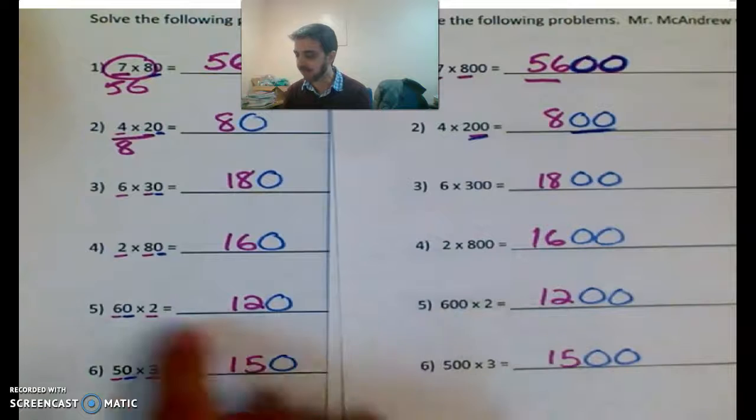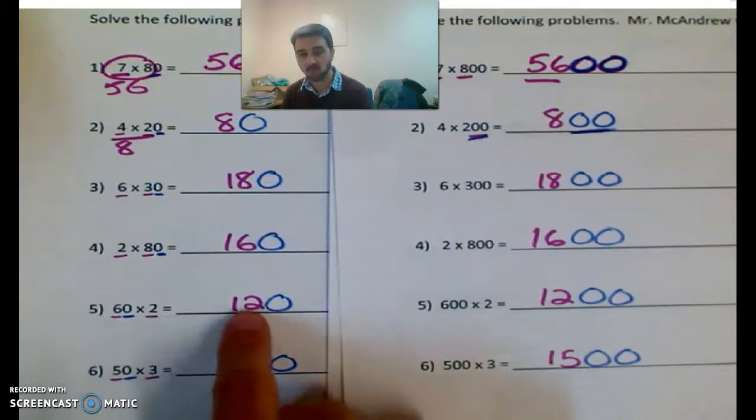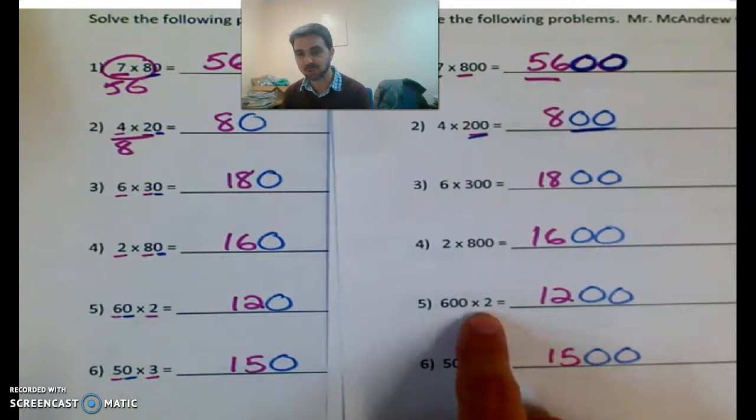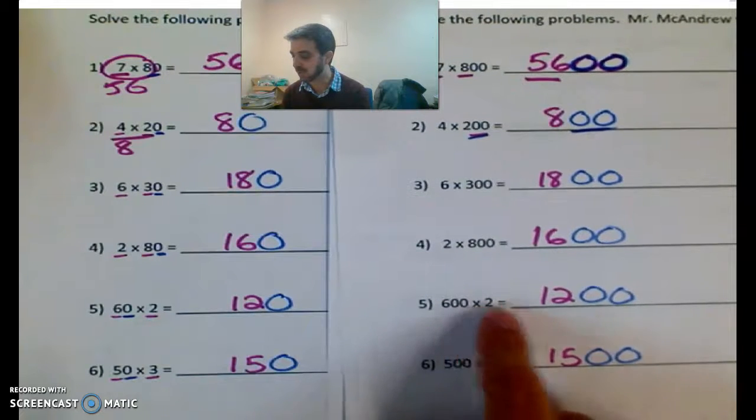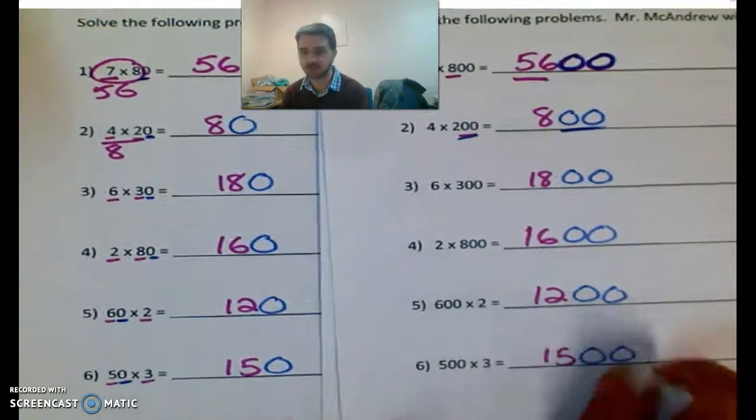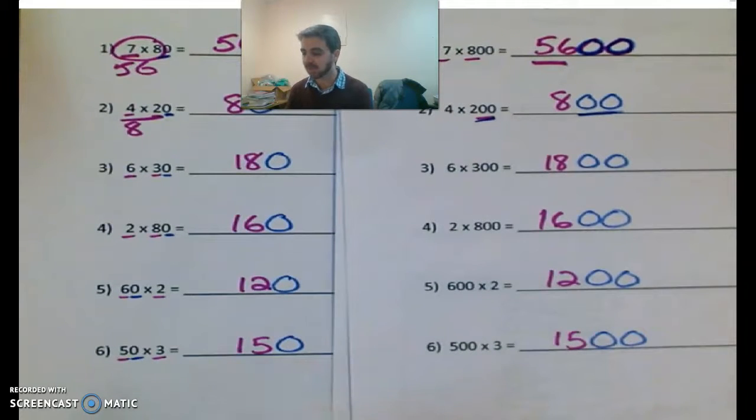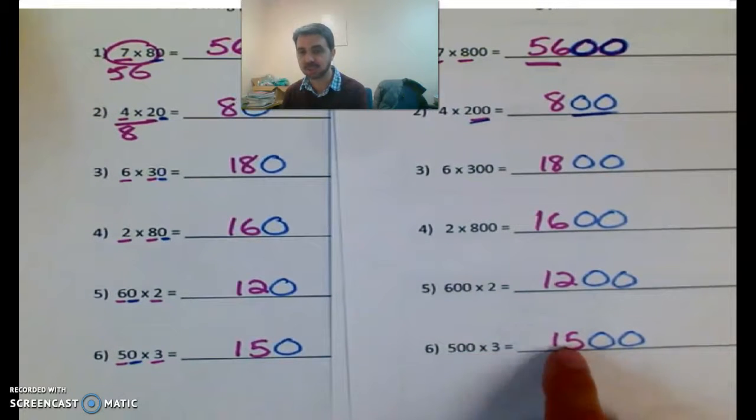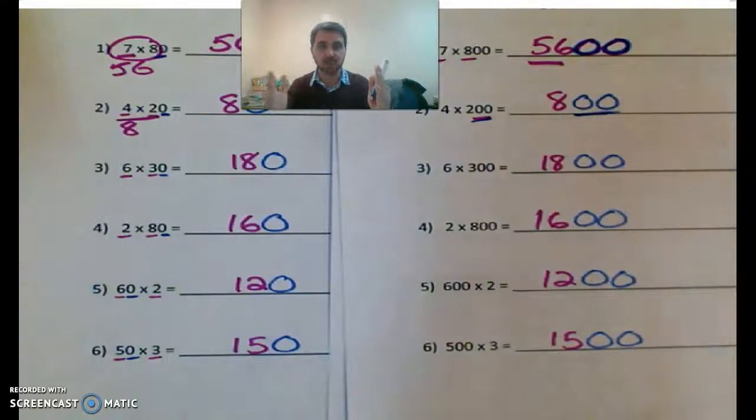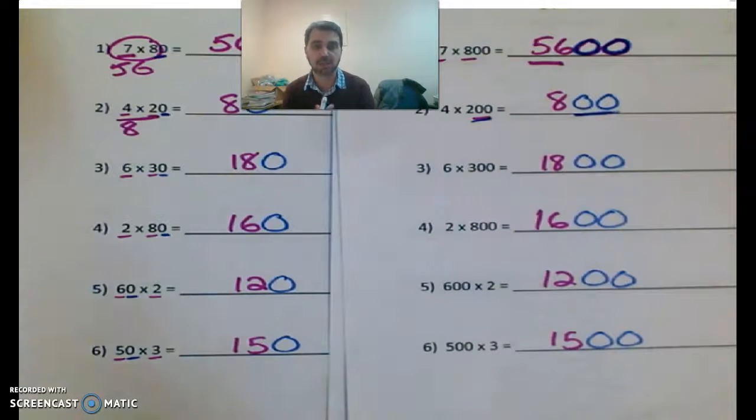All right, and here we have 60 times 2 is 120, or you have 12 tens. 600 times 2, you have 6 times 2 is 12, but you're dealing with 12 hundreds. So you have 1,200. And the last one, 50 times 3 is 150, or 15 tens. 500 times 3 is 15 hundreds. Hopefully you're getting the idea here, because we're going to use this knowledge to work on 2 by 1 digit multiplication.